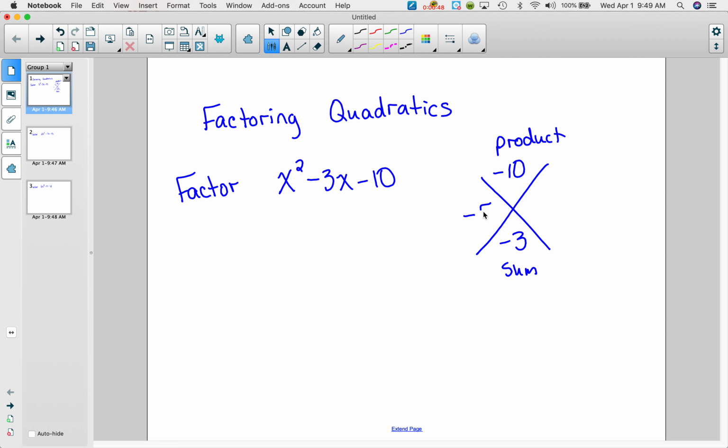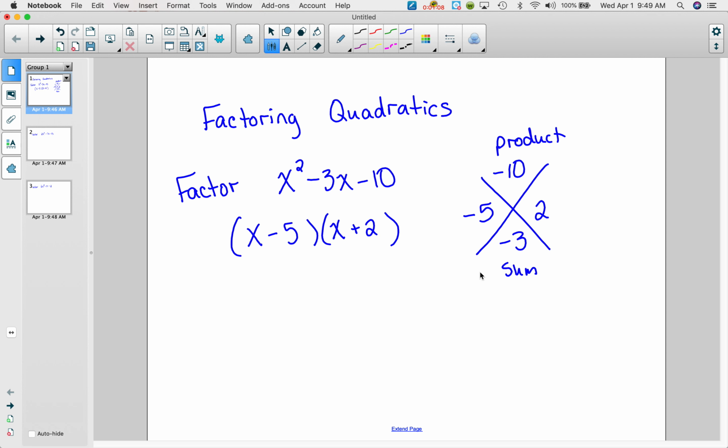So if you try a negative 5 and a positive 2, notice that when you multiply, you get negative 10. When you add them, you get negative 3. This tells you the two numbers that you're going to use when you write out your factors. So we're going to have x minus 5 and x plus 2, and that would be factored.